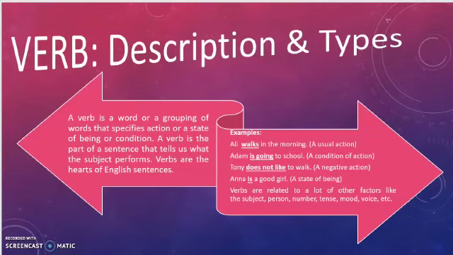Now, what is a verb? A verb is a word or grouping of words that specifies action or a state of being or condition. A verb is the part of a sentence that tells us what the subject performs. Verbs are actually the hearts of English sentences.